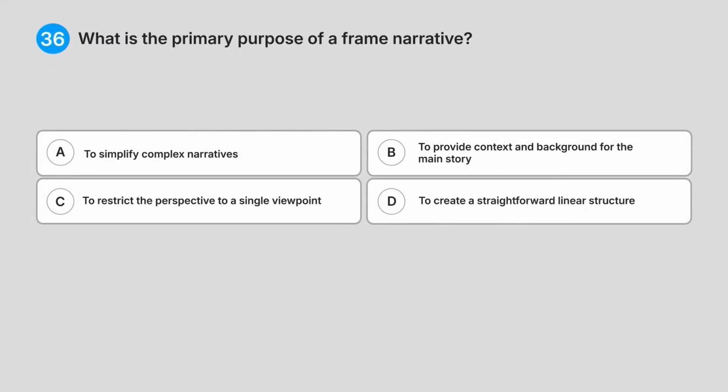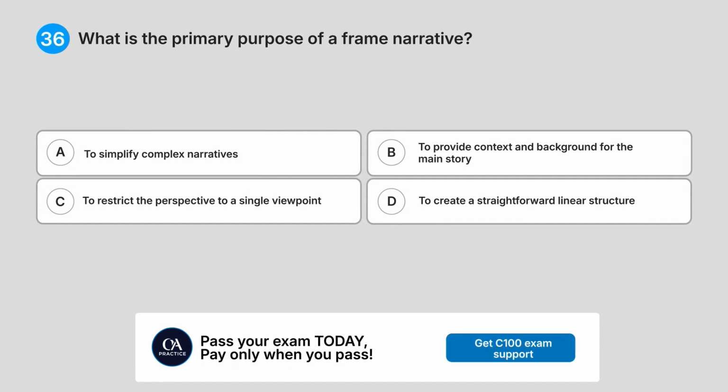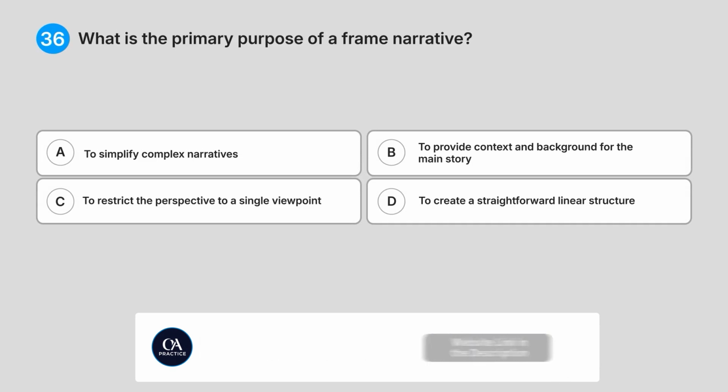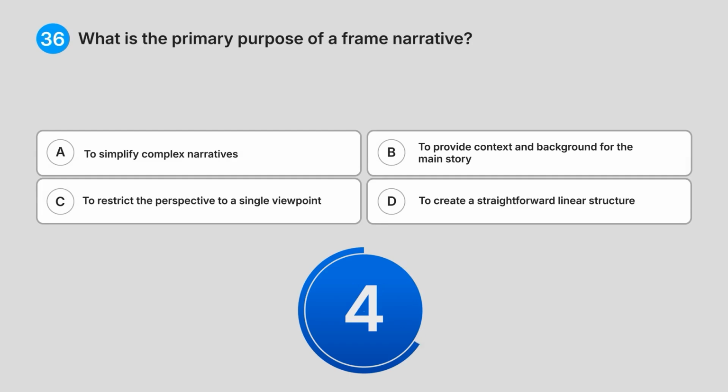36. What is the primary purpose of a frame narrative? A, to simplify complex narratives. B, to provide context and background for the main story. C, to restrict the perspective to a single viewpoint. D, to create a straightforward linear structure. Do you know the answer?